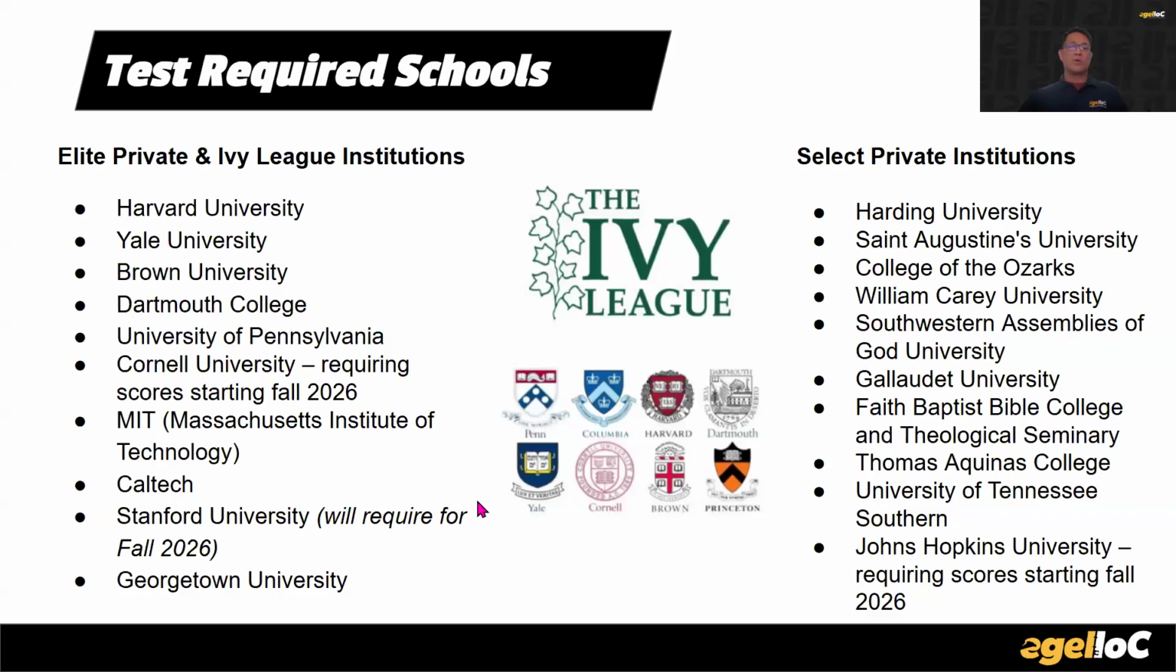So, what are some of those schools? So you can see here, test required schools. Again, this is not an absolute, definitive list of all of them, but here are some pretty well known: Harvard University, Yale, Brown, Dartmouth, UPenn, Cornell, which is going to be starting in fall 2026, MIT, Caltech, Stanford as well, Georgetown. There are some private institutions here that you probably may have never heard of. But one of them is Johns Hopkins, okay, requiring scores starting in the fall of 2026.